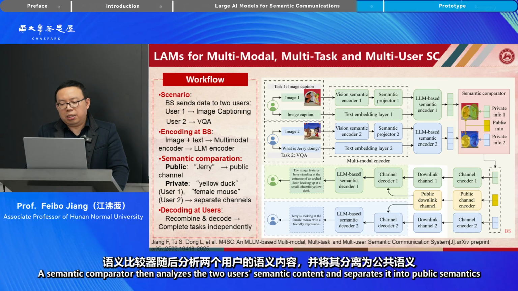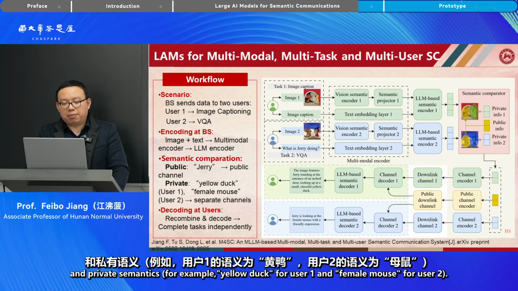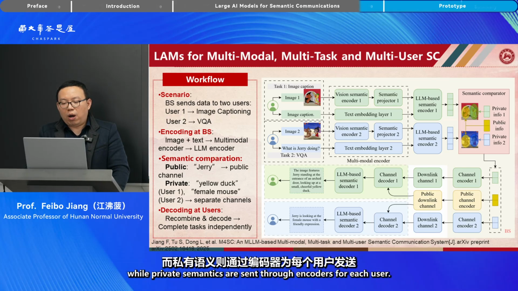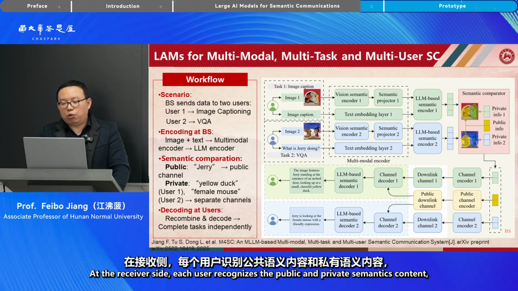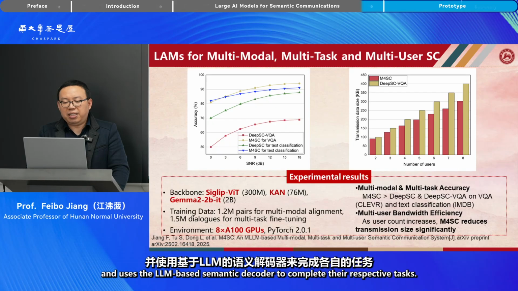A semantic comparator then analyzes the two users' semantic content and separates it into public semantics, for example, the shared object Jerry, and private semantics, for example, yellow duck for user 1 and female mouse for user 2. The public semantics are encoded once and transmitted via a shared channel, while private semantics are sent through encoders for each user. At the receiver side, each user recognizes the public and private semantic content, decodes it, and uses the LLM-based semantic decoder to complete their respective tasks.